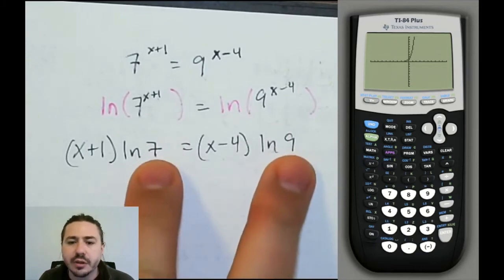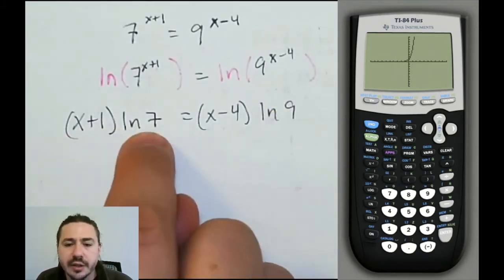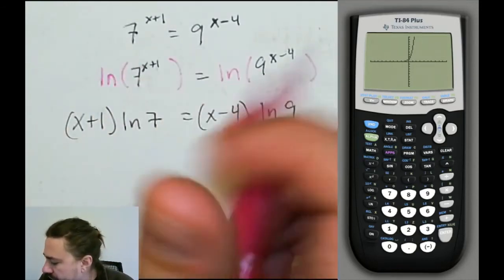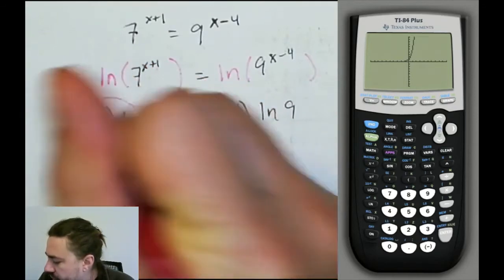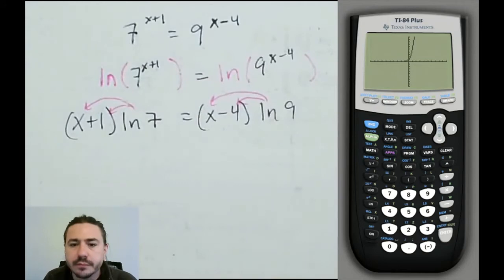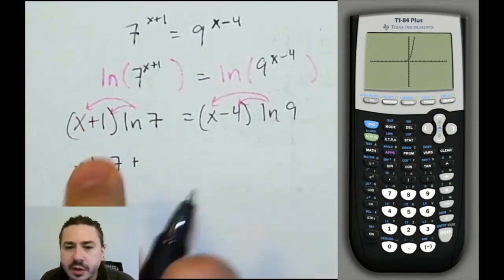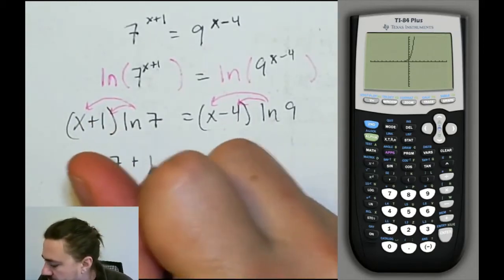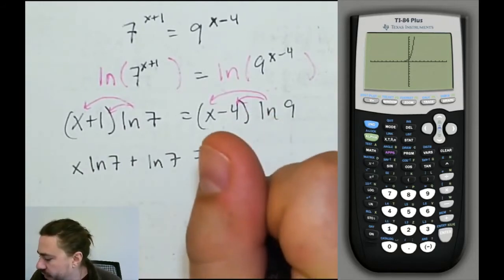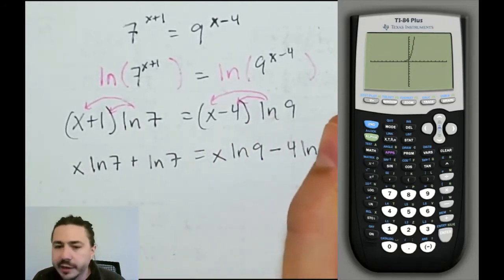Now these natural logs are just numbers. That's just a single number times a binomial. So we do need to distribute that in, okay? And we're going to do that on both sides here. That gives me x times the natural log of 7 plus 1 times the natural log of 7, so I just have this natural log of 7 hanging out there, equals x times the natural log of 9 minus 4 times the natural log of 9.